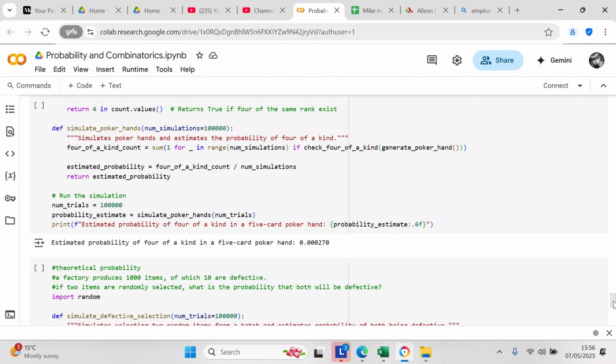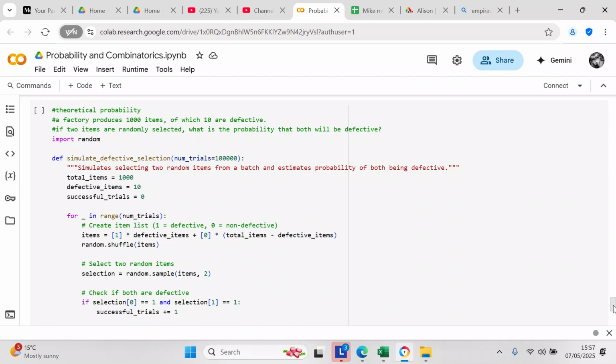So number of trials is, it looks like 100,000 to me. Probability estimate equals simulate_poker_hands(num_trials), and you print estimated probability of 4 of a kind in a 5-card poker hand, and the estimated probability is going to be 0.027%.